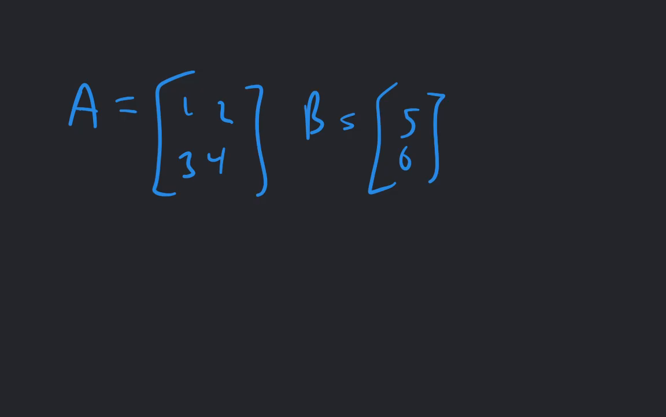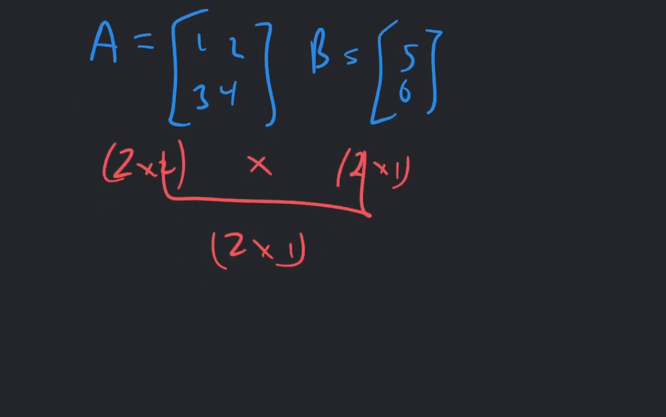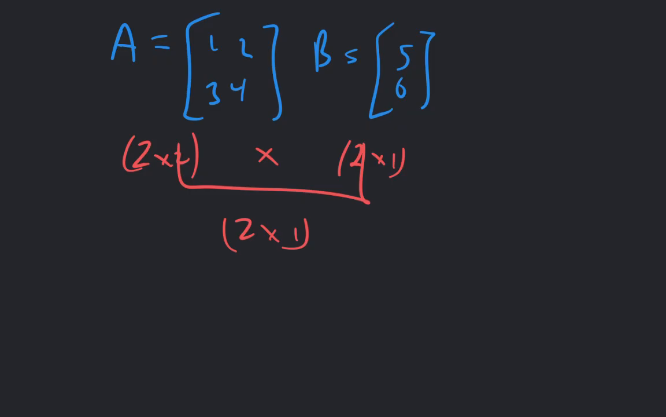Let's say we want to find AB. We have a 2 by 2 matrix, and we have a 2 by 1. And these match, so we're left with a 2 by 1. So we'll be left with another vector. So we're basically just transforming the vector, like a, is it a linear transformation? Yeah, that's a linear transformation.